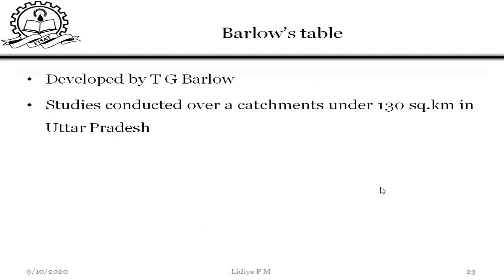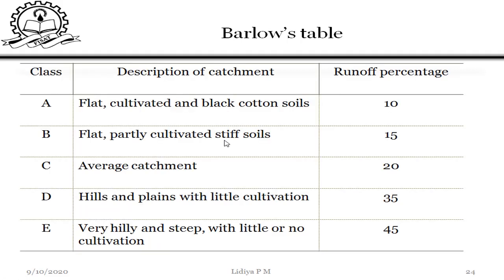Then next is Barlow's table. It was developed by T.G. Barlow, based on studies conducted over a catchment under 130 square kilometers in Uttar Pradesh. This represents Barlow's table, and he classified the different catchments into 5 classes, A to E. For example, flat, cultivated and black cotton soil, the percentage runoff is 10. Like that he classified the catchments.